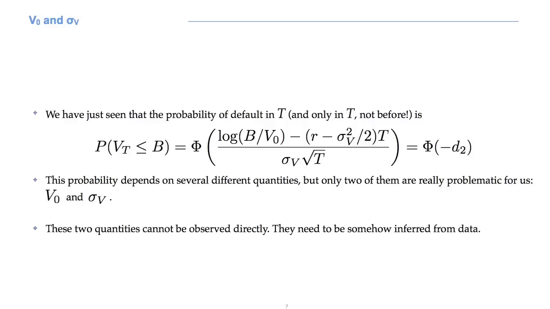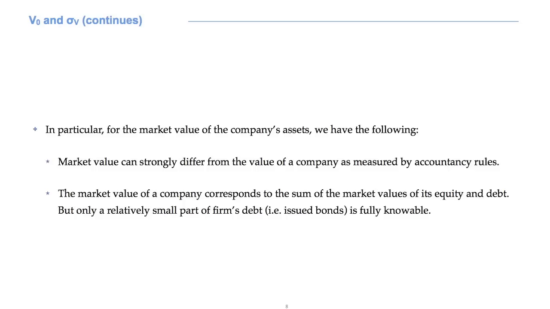Two of them are particularly problematic for us, since they cannot be directly observed: V0 and sigma_V. In particular, for what concerns the market value of the company, when dealing with real-life and actual data, it is not possible to exactly observe it. This is due to the fact that market value can strongly differ from the value of a company as measured by accountancy rules. This is rather common for service companies. Think, for example, of .com companies.